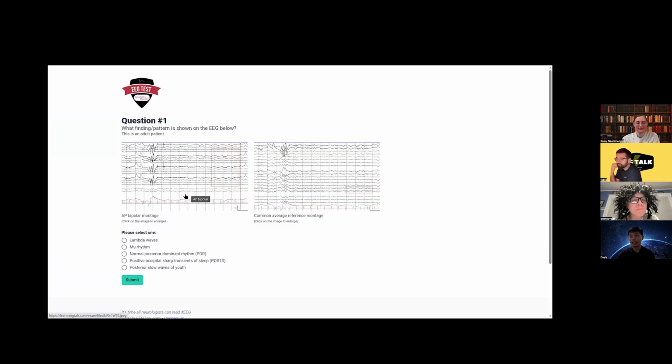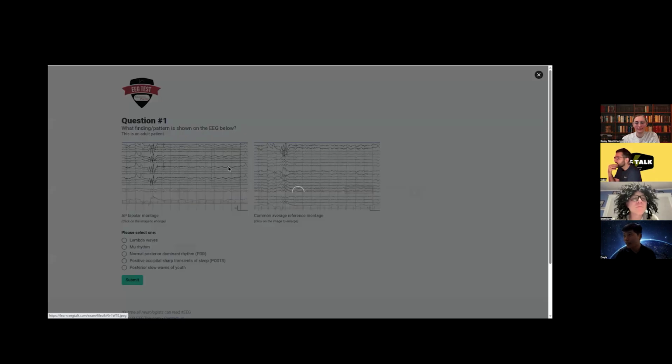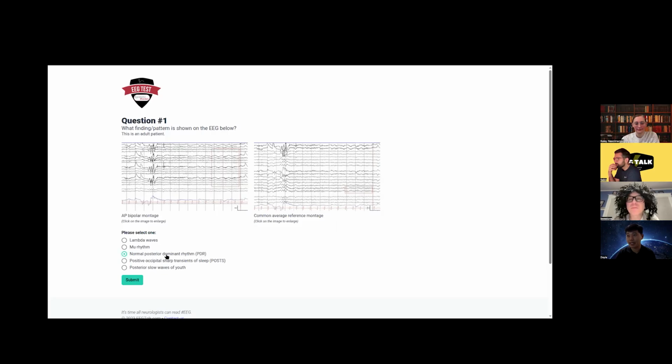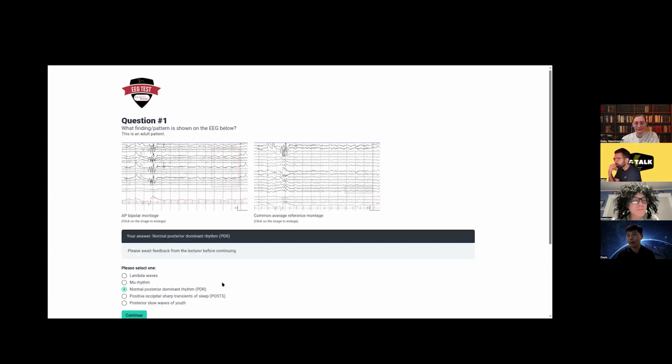Okay. So, for example, what finding is shown in the EEG below? This is an adult patient. I think this is a nice example of a posterior dominant rhythm. So, I'm going to click over here, and then it's going to tell me, please await feedback from the lecturer before continuing.